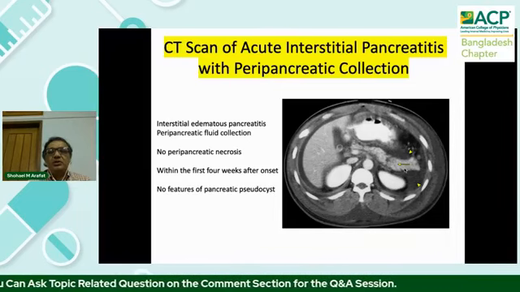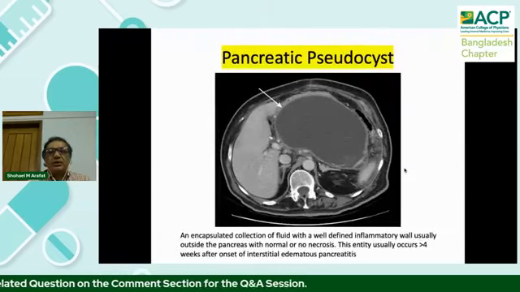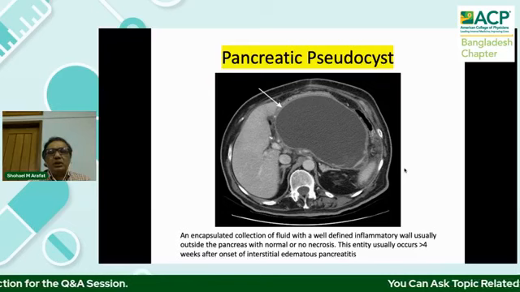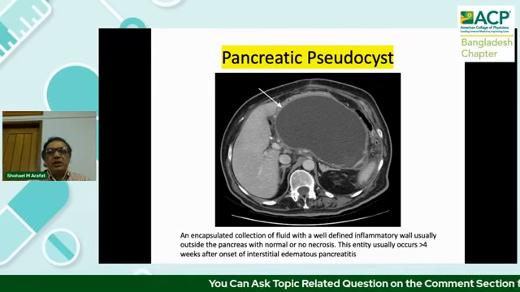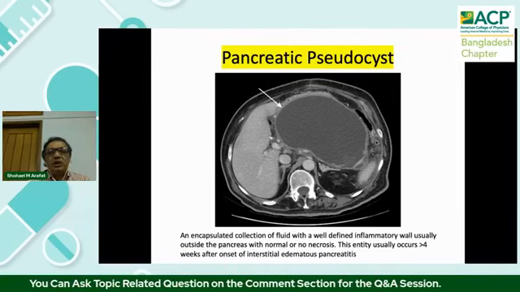So it means it is within 4 weeks. But if any collection is still there even after 4 weeks, we can find a pancreatic pseudocyst. So understandably, it is a sequelae of interstitial pancreatitis.